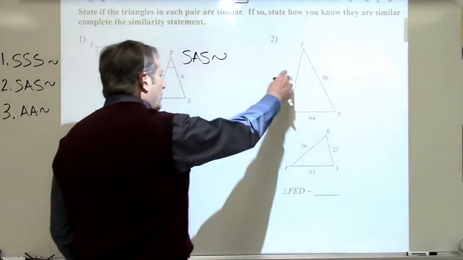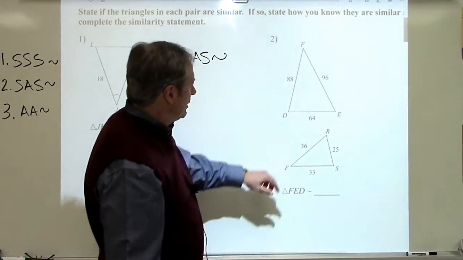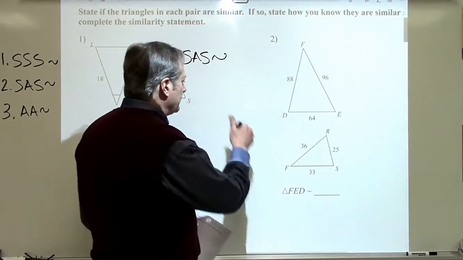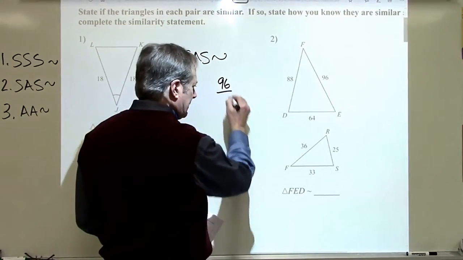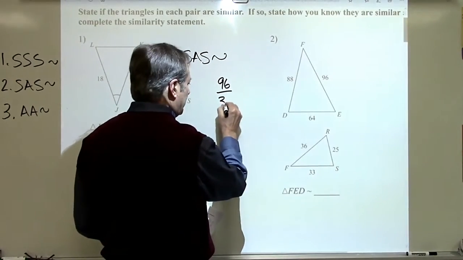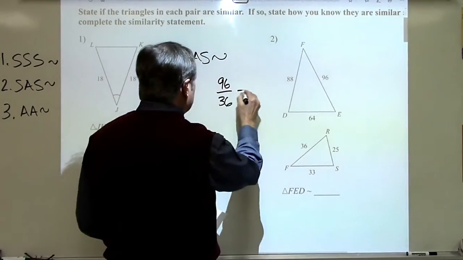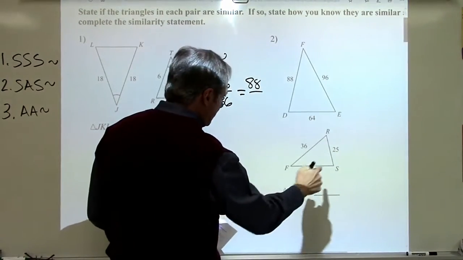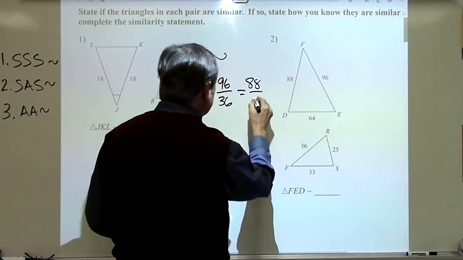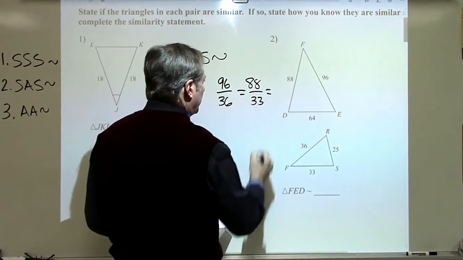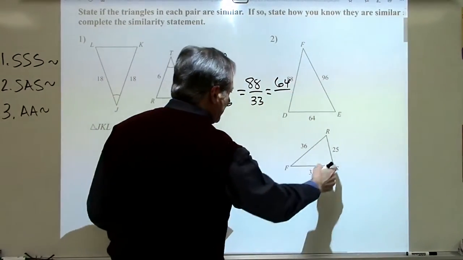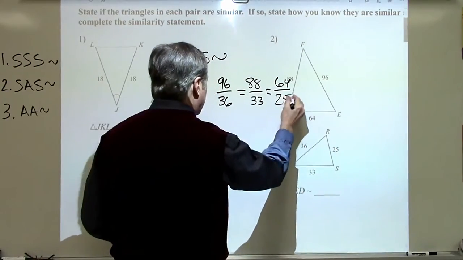So which side do you compare with which? Well, you take the biggest side of this one and compare it with the biggest side of this one. So we'll say 96 compared to 36, is that the same ratio as 88 compared to the middle-sized one, which is 33? And is that the same ratio as 64 there compared to the smallest one there, 25?